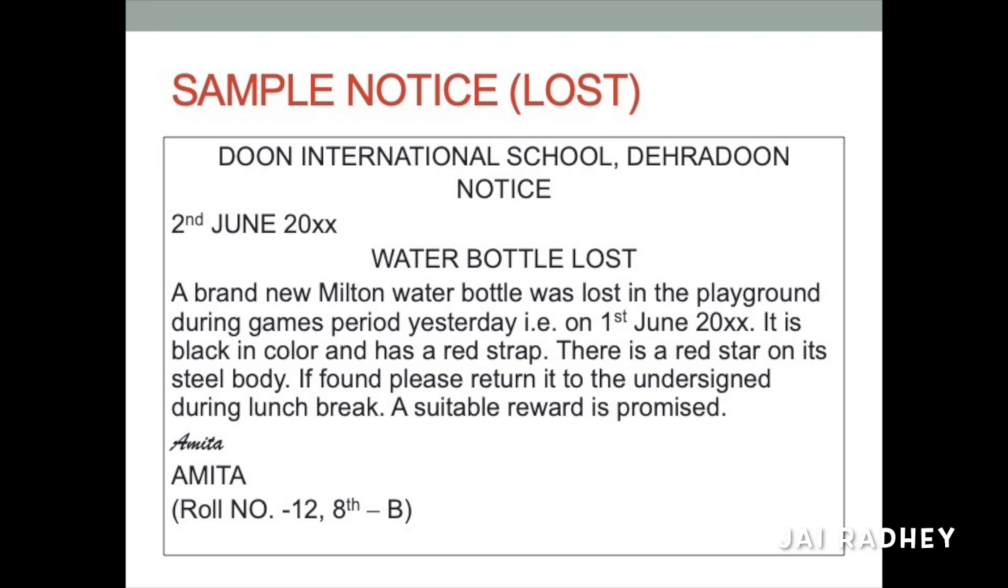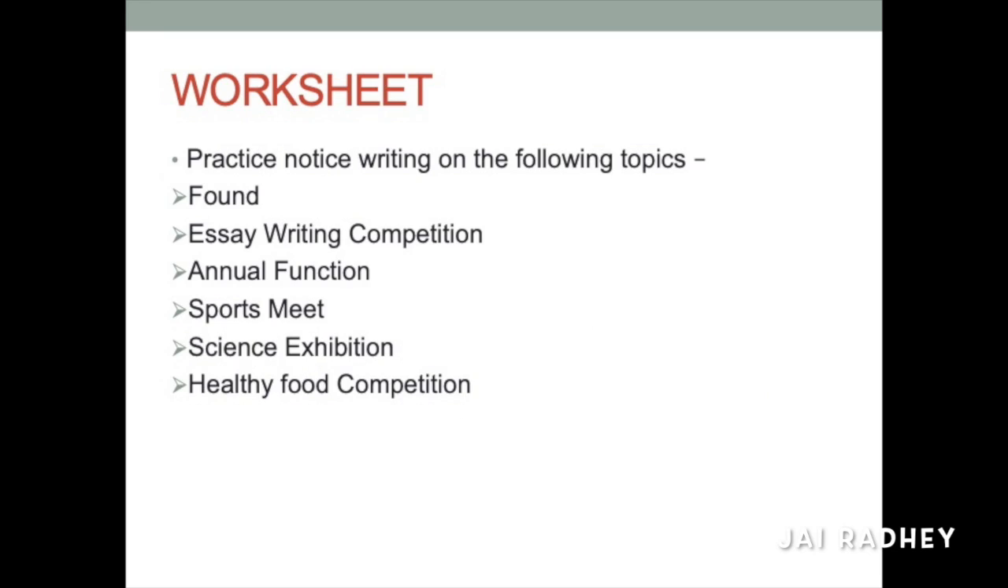If found, please return it to the undersigned during lunch break. A suitable reward is promised. To whom to contact? The undersigned, right? When to contact and where also we can mention: during lunch break, and a suitable reward is promised. Then we said we are to put signatures. So here the signature Amita and name in block letters. Then roll number 12, 8th B. If any other designation is assigned to you, you will write that designation.